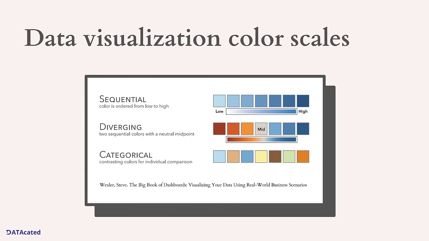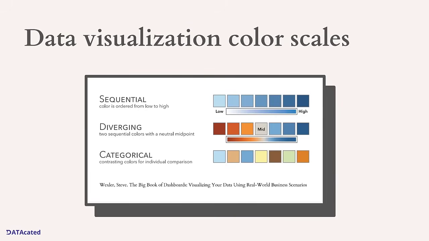and categorical. The sequential color scale is used for data that has logical progression, like increasing or decreasing numbers. It uses one color and changes the intensity, lightness or darkness, to show the progression. For example, a graph showing the growth of a plant over time where the color gradually changes from pale green to deep green to represent the plant's growth.